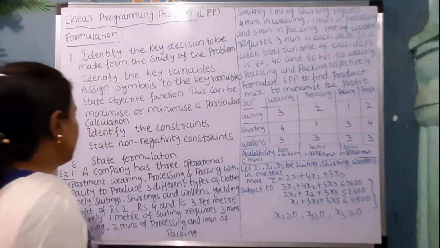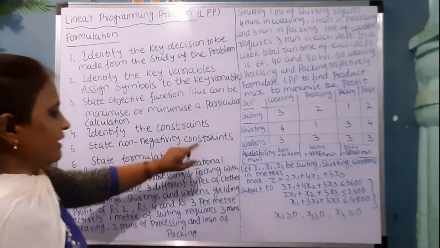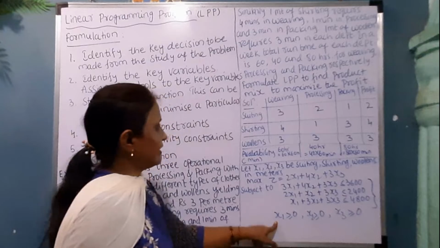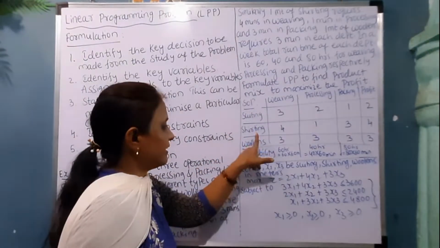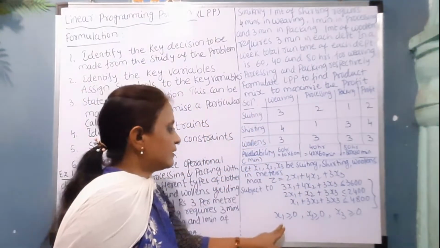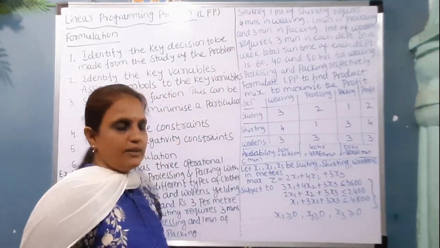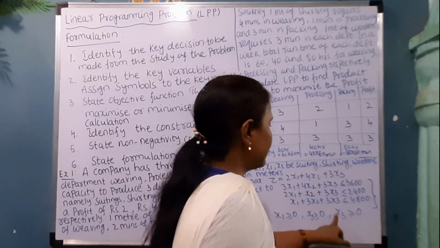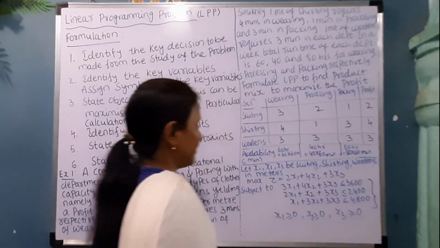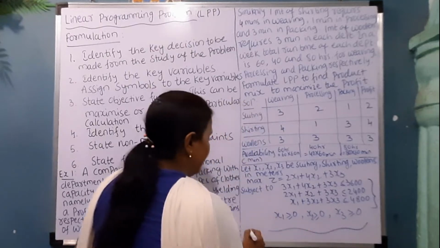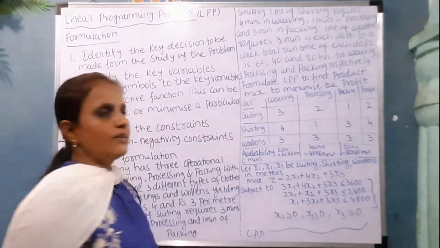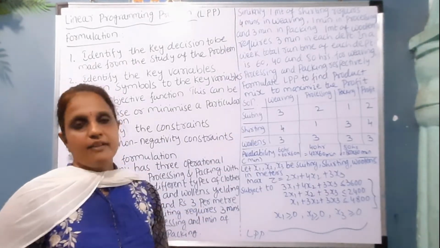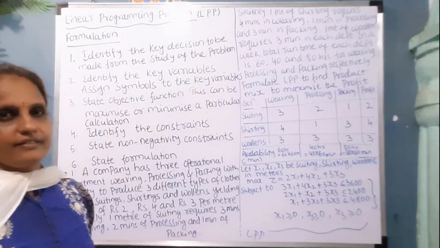Now the last thing is we have to state non-negativity. Here there are three variables x1, x2, x3. x1 represents suiting, x2 represents shirting, x3 represents woolens. These may be either 0 or positive. That's why x1 is greater than or equal to 0, x2 is greater than or equal to 0, x3 is greater than or equal to 0. So hence we can form the LPP. This is only the formation of the LPP. To solve this LPP we have many different methods. We will see them in the next videos. Thank you.